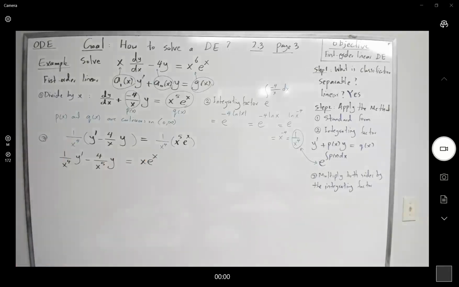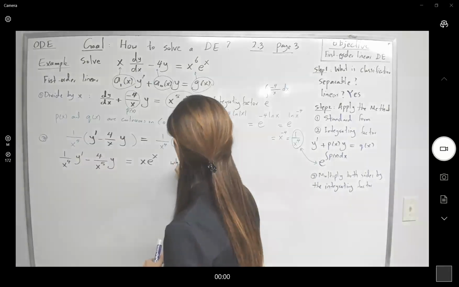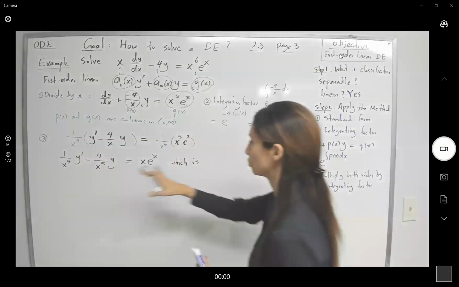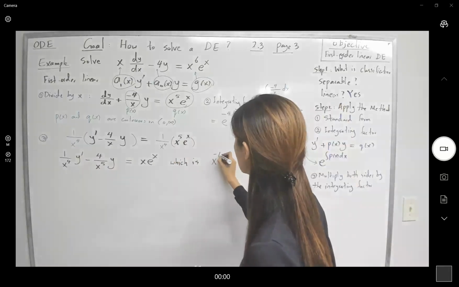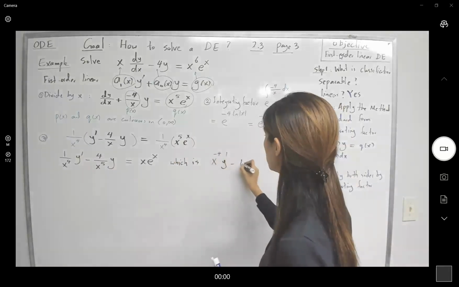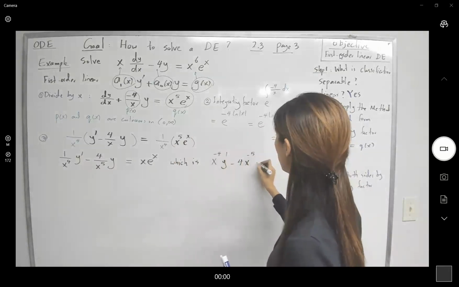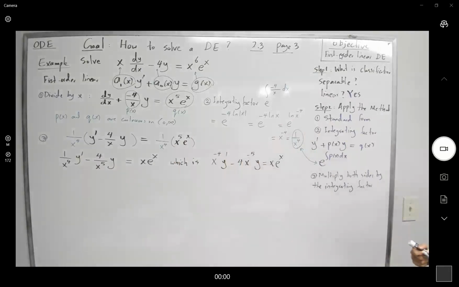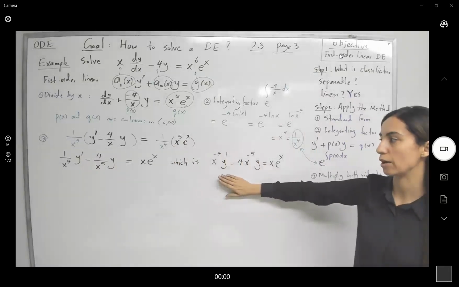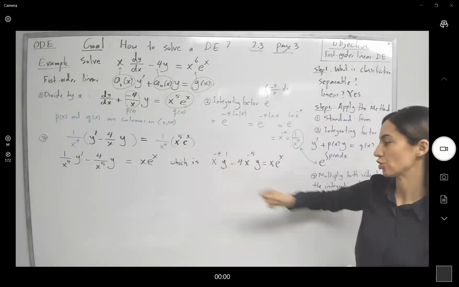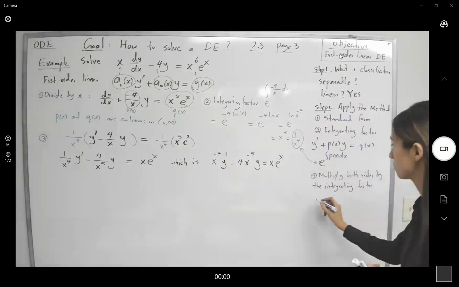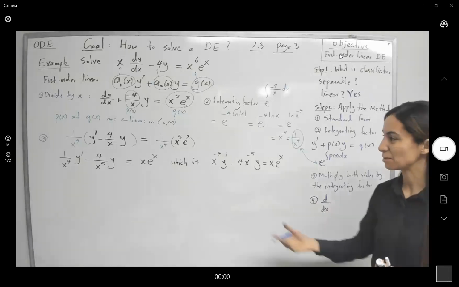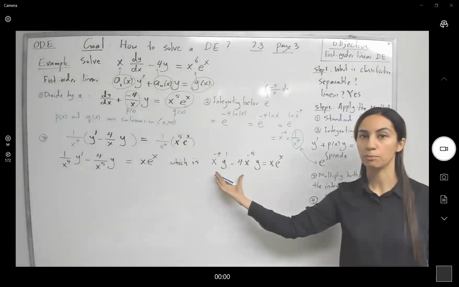Very well. Okay, you can rewrite this way, if it's easier for you to see that, you have x to negative 4, y prime minus 4, x to negative 5, y equals x e to the x. Very good. So this becomes our differential equation. In step 4, on the left-hand side, you're going to see the expanded form of the product rule.